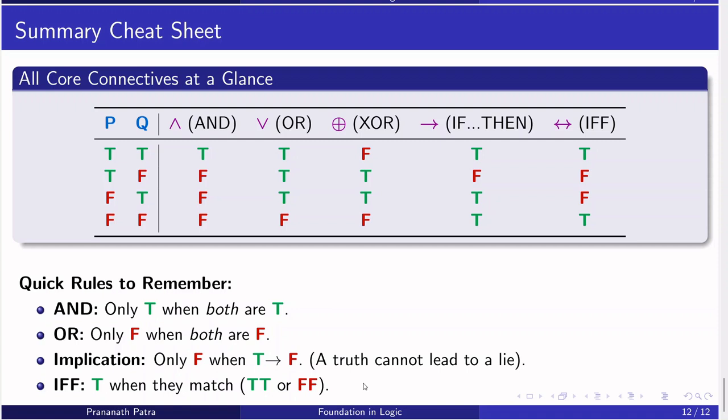These five connectives, not, and, or, implication, and biconditional, are the building blocks of all mathematical logic. Every theorem, every proof, every program, every circuit. At some level, it all comes back to these.